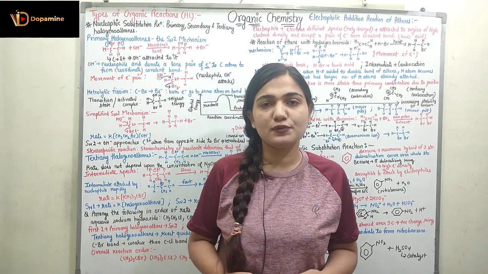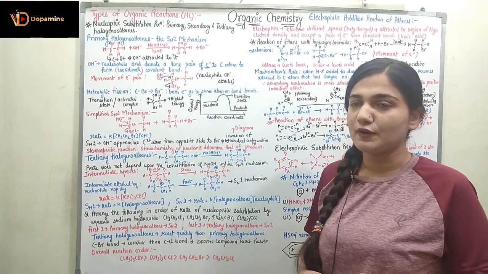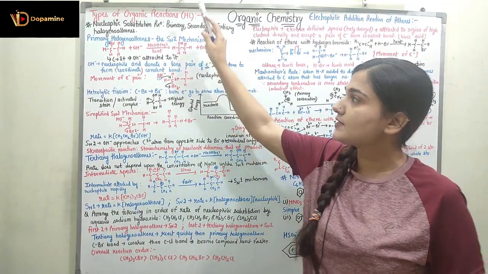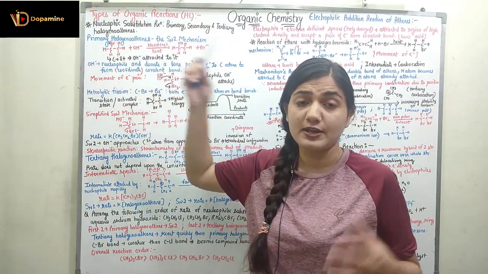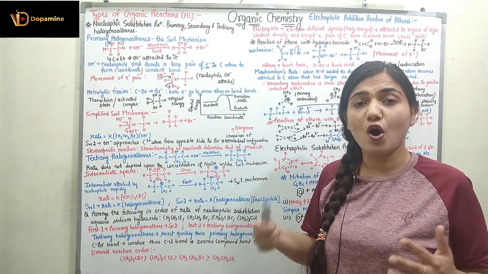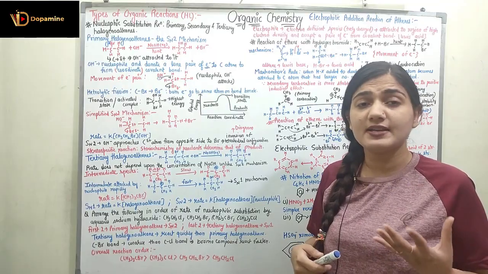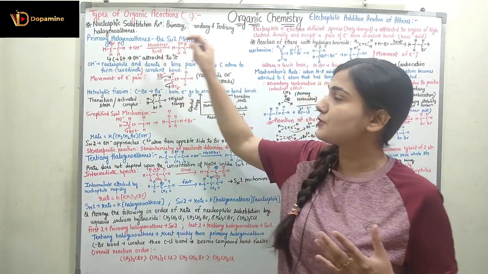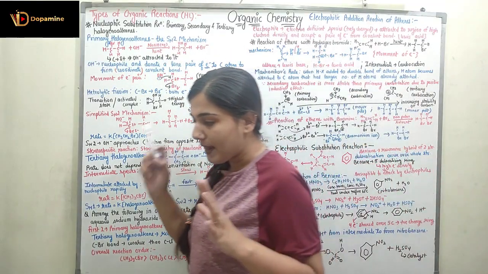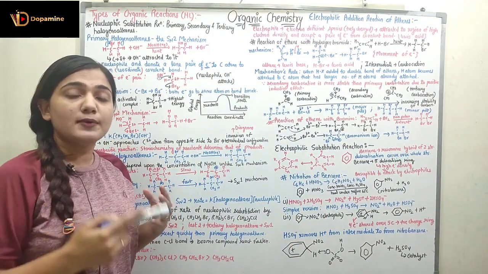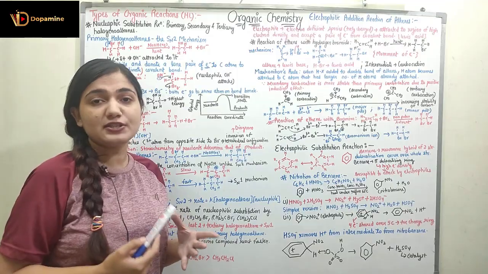Today we are going to start our discussion with the types of organic reactions. We have different types of organic reactions based upon the halogenoalkanes we are using. We can have primary, secondary or tertiary halogenoalkanes, and the reaction we will be discussing is nucleophilic substitution. The primary, secondary and tertiary halogenoalkanes are going to react with the SN1 and SN2 mechanisms.